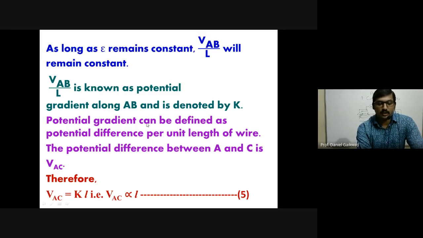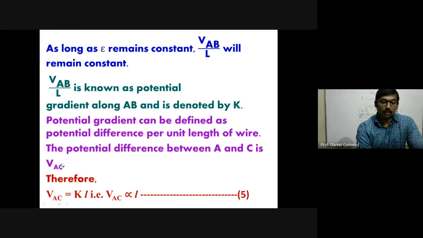So check carefully how to define the potential gradient. Potential gradient can be defined as potential difference per unit length of wire, means potential divided by length, that is called potential gradient. The potential difference between A and C is VAC.